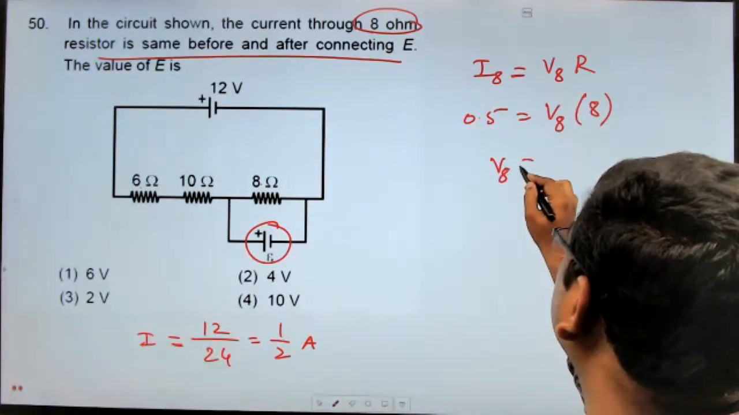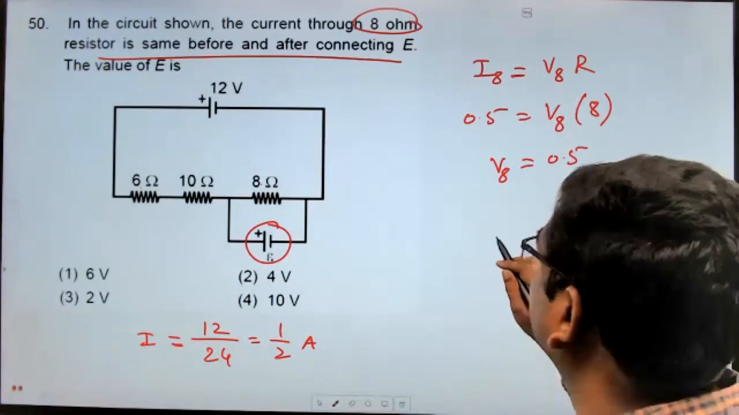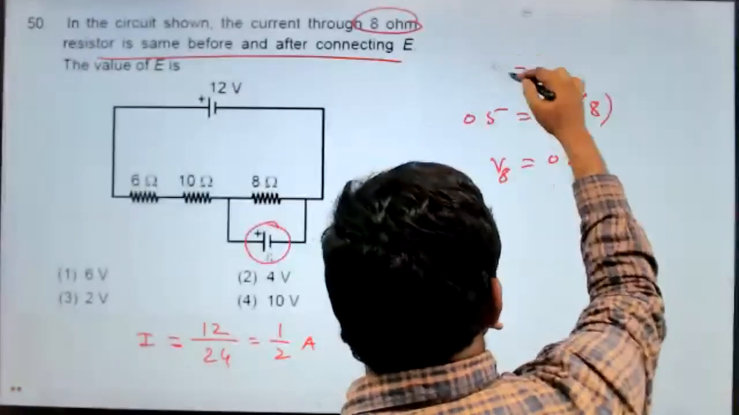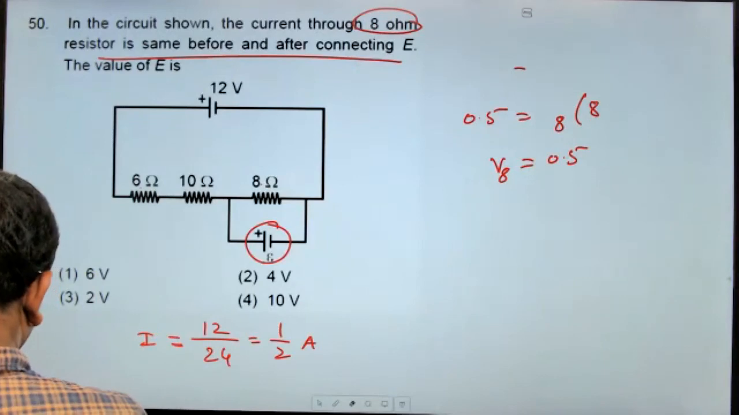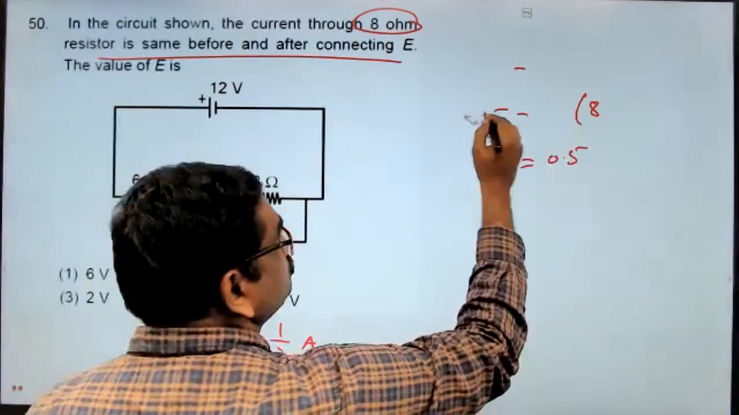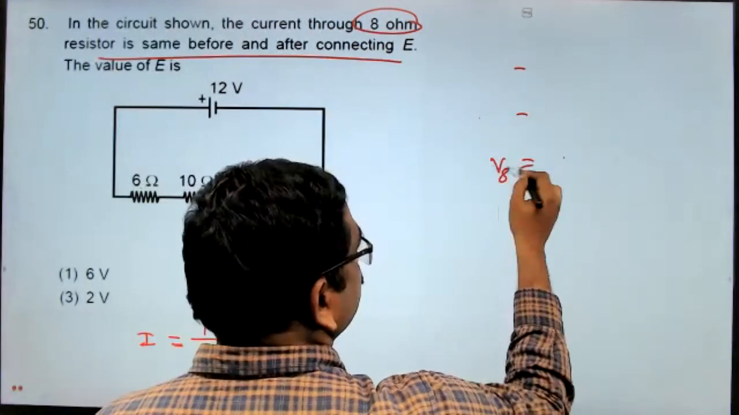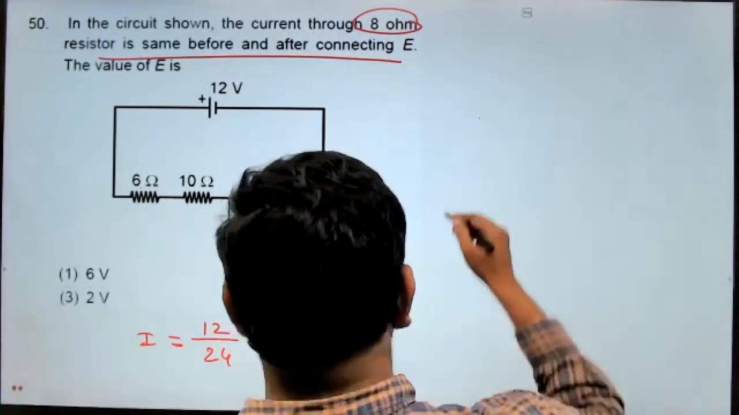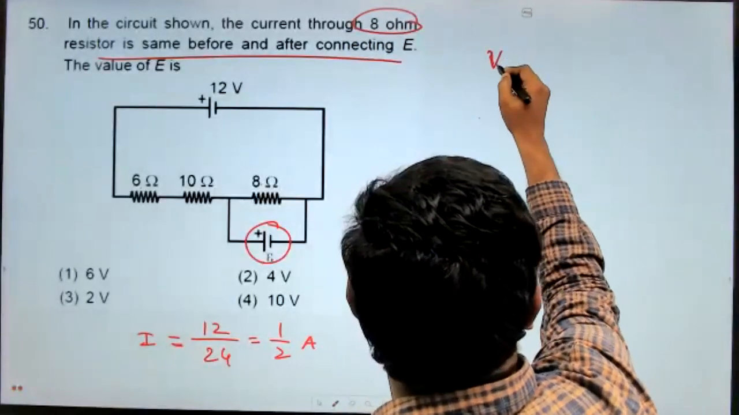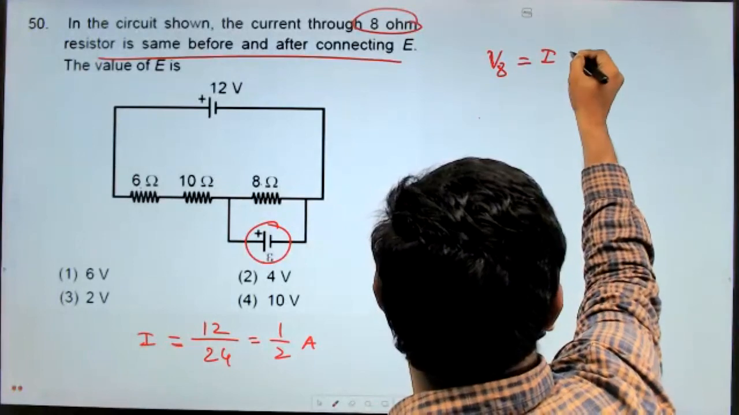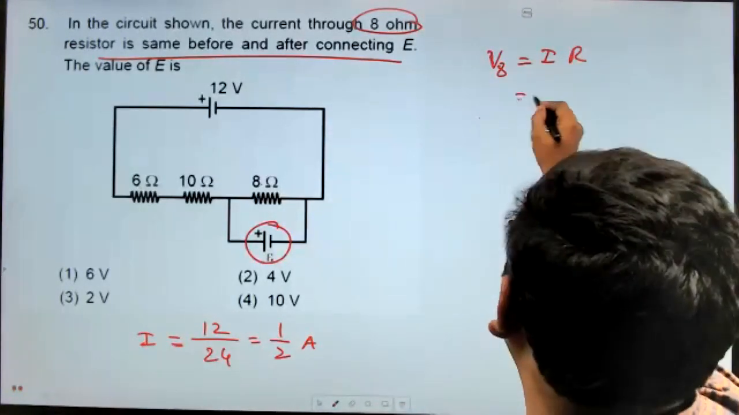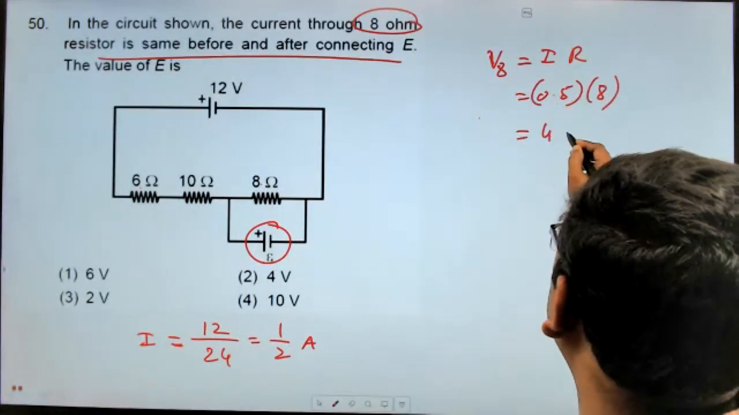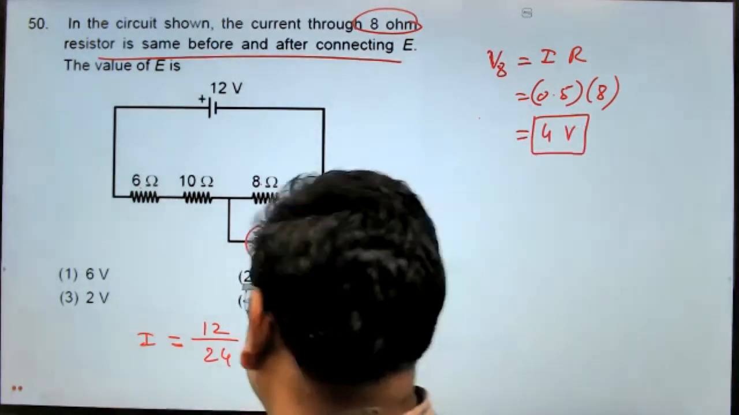Now V8 equal to 0.5. So one minute here, so the reverse, V equal to IR. So voltage across 8 ohms equal to current into resistance value. So we need to calculate. So I value 0.5, resistance value 8. So 4 volt. 4 volt is the answer.